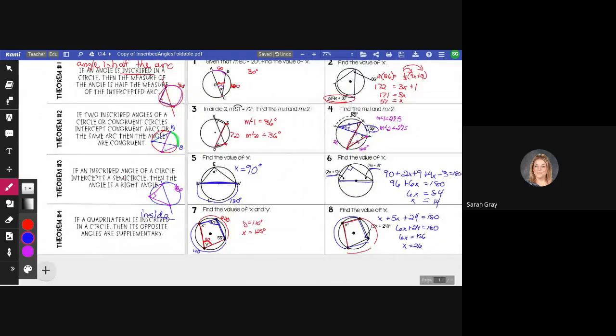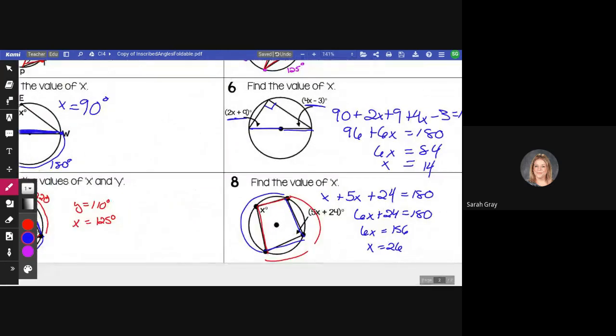So all 4 of these theorems are based off of that first one. That an intercepted angle has half the measure of the arc, or the arc is twice as big as the angle. So if you can remember that one, it will get you through all of those. Okay, so that's your main idea.